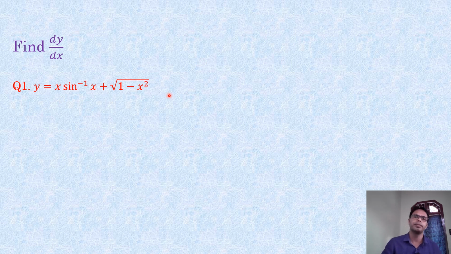Okay, so y is equal to x sin inverse x plus root over 1 minus x square.